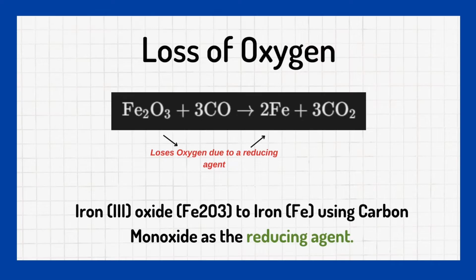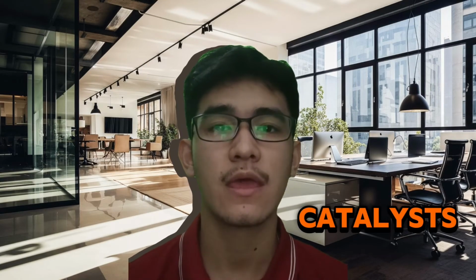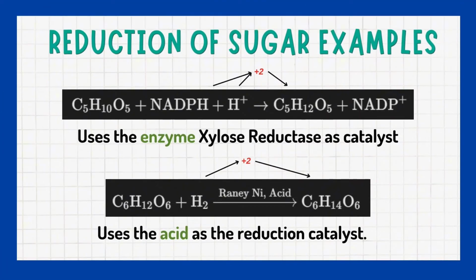Now in the next following slides, I'll show you how sugars can be reduced with the use of catalysts. As an active recall, catalysts are substances that help in the chemical reaction without being consumed or altered. Now in the first example, you can see here that ribose is being reduced to xylitol with the use of xylose reductase as the catalyst, which is considered an enzyme.